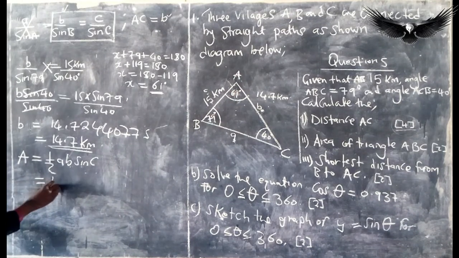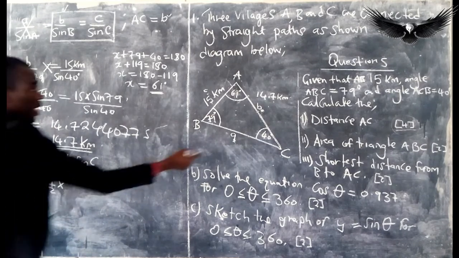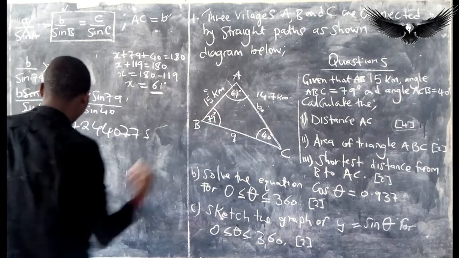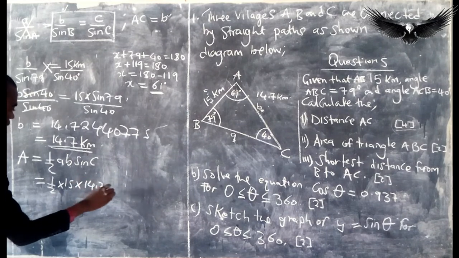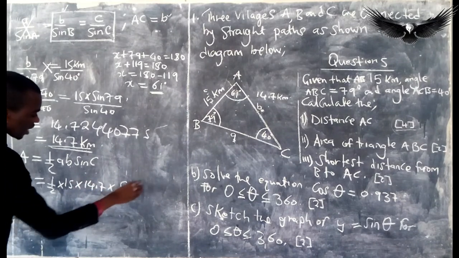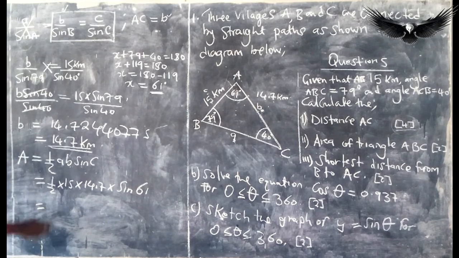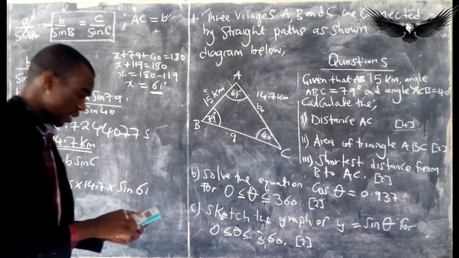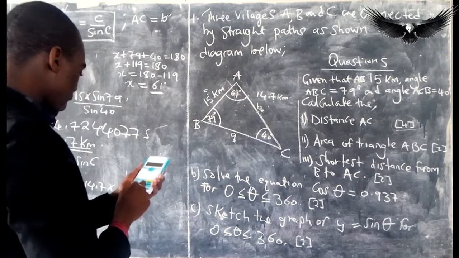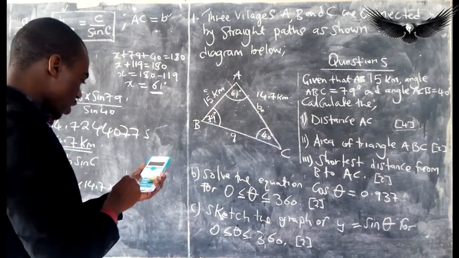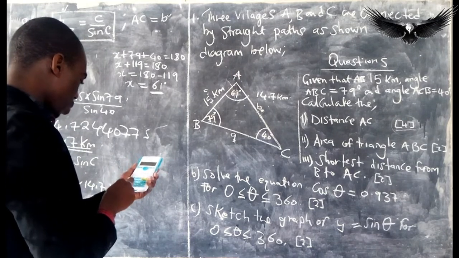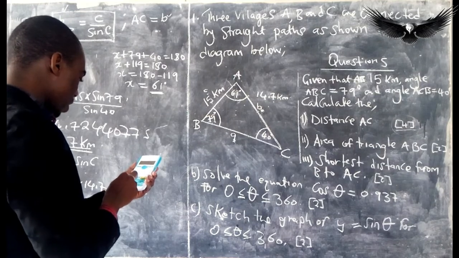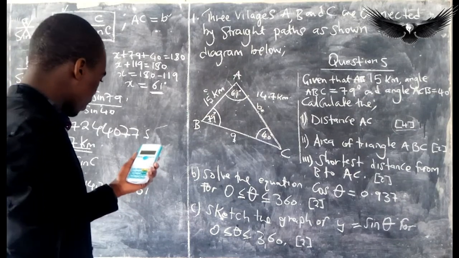Alright, so we substitute in here. Area will be equal to half multiplied by our sides, not any triangle A, we just put two sides, so you can say times 15, then times 14.7, then times sine 61, and you are going to find your area. So we multiply here, 1 over 2 multiplied by 15 multiplied by 14.7 multiplied by sine 61.